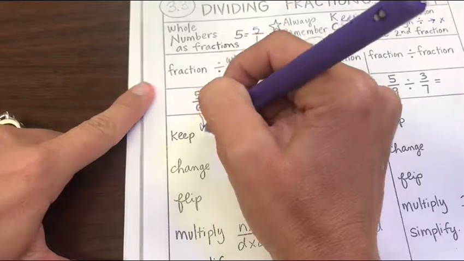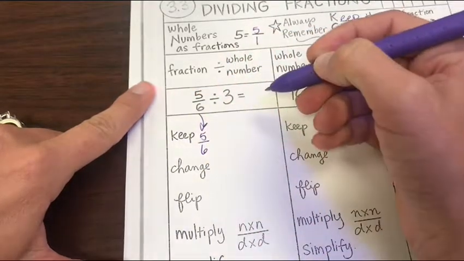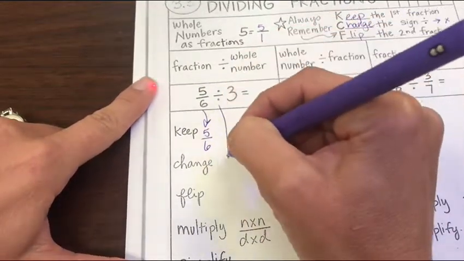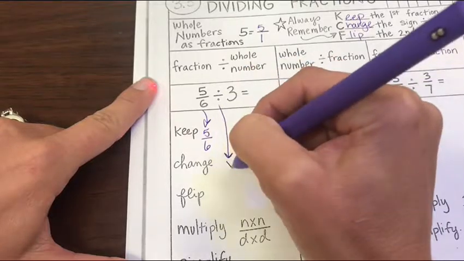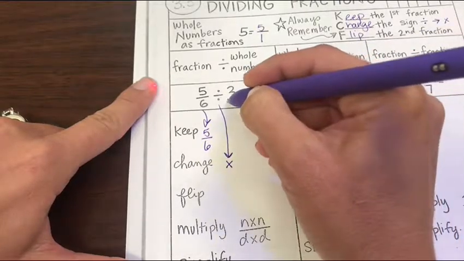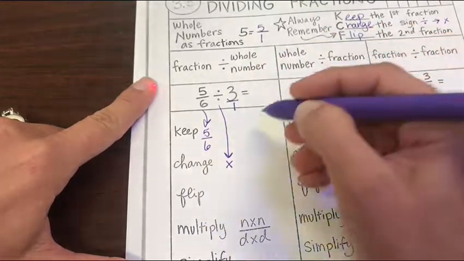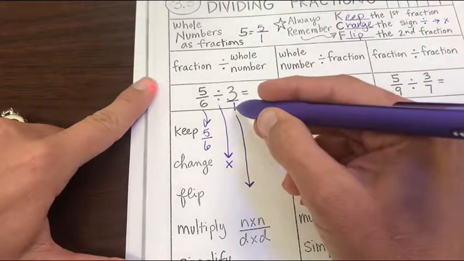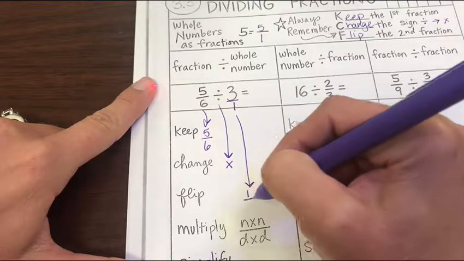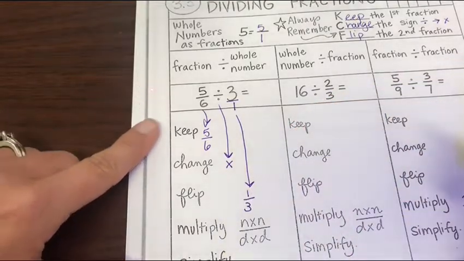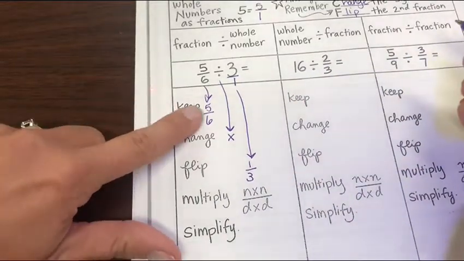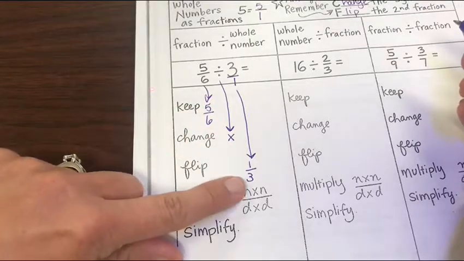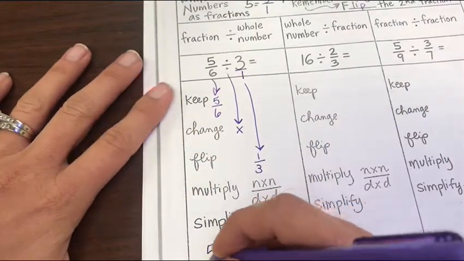So we're going to keep the first one exactly the same, copy it down. We're going to change the division sign to a multiplication sign. And we're going to put this whole number over 1 so that when we flip it, 3 over 1, its reciprocal is 1/3. So now we have 5/6 times 1/3.